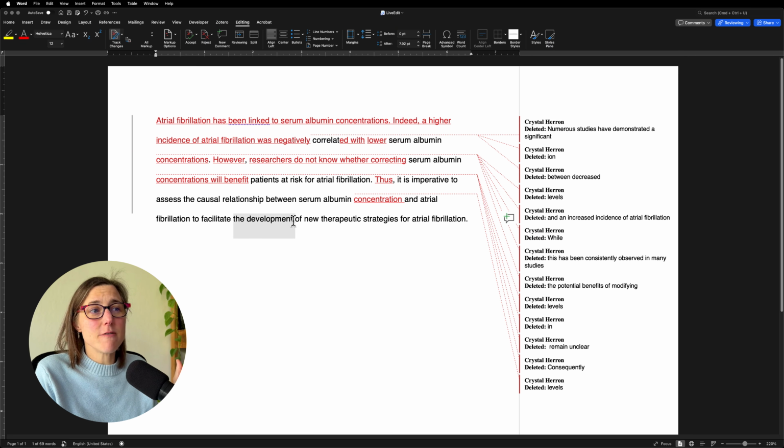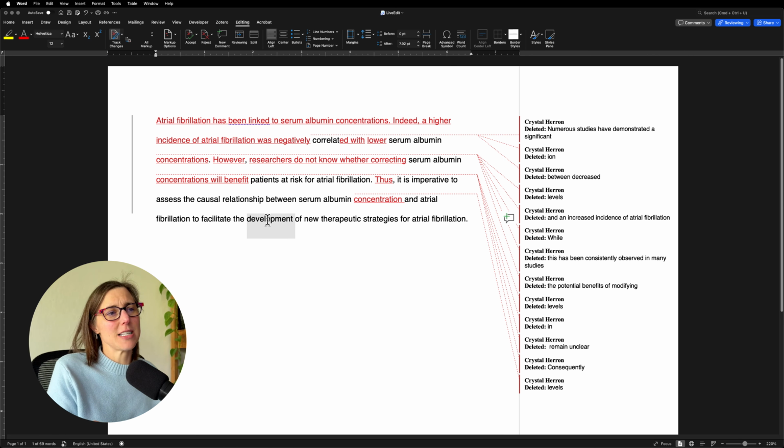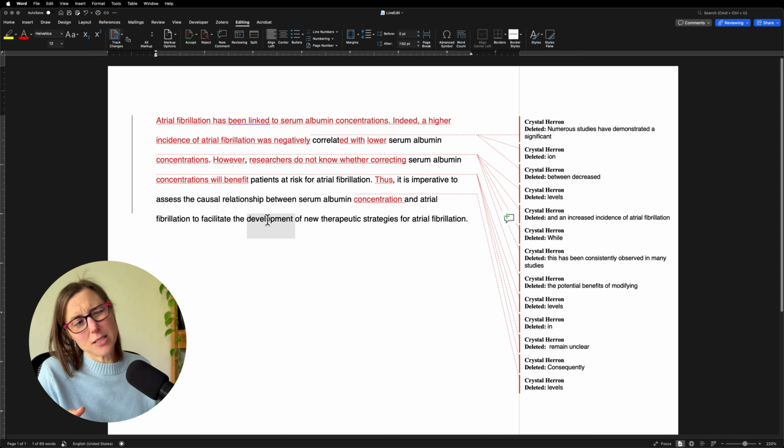We have the development of, so this is a nominalization. Development is a nominalization, and it is derived from the verb develop. And so we might want to pull out that verb. And if you're curious to know more about nominalizations, I'll add a link to an article that I wrote in the description box.